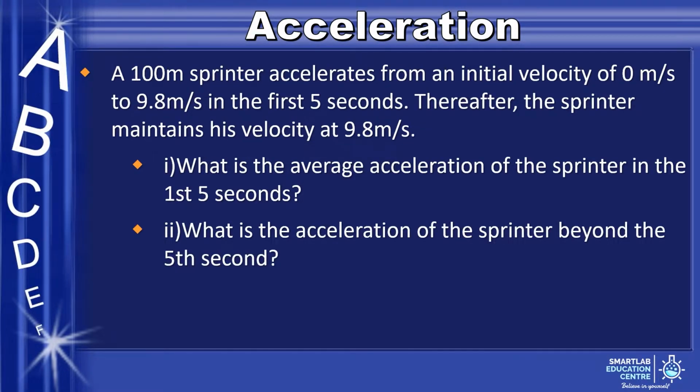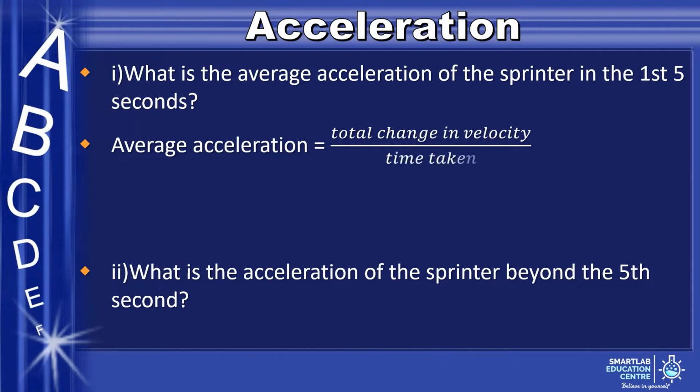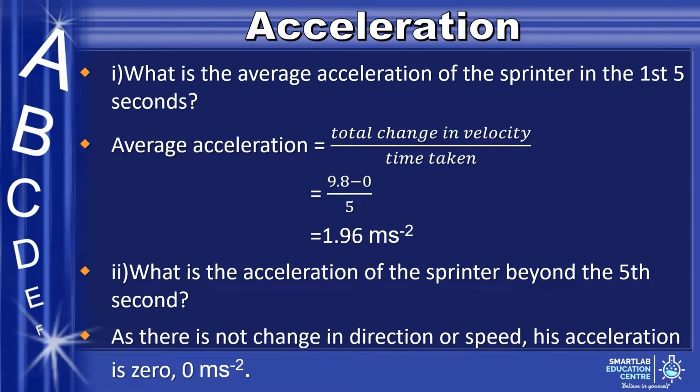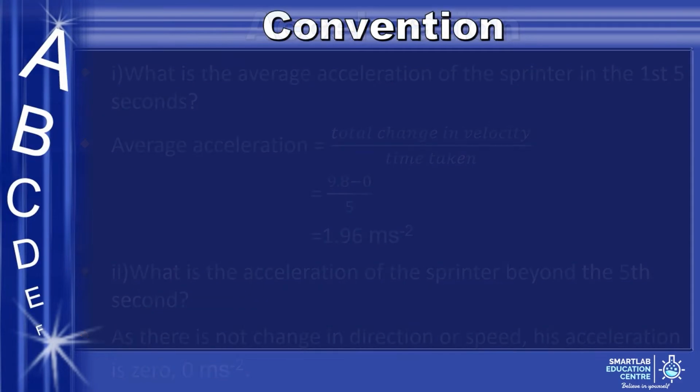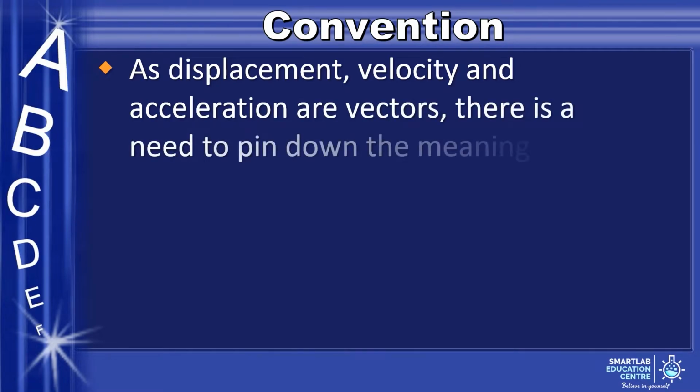To find the average acceleration of the sprinter, we have to find the total change in velocity and divide it by the time taken by the sprinter. This gives us a total of 1.96 meters per second squared. As for the second part, since the sprinter remains at a constant speed without changing direction, his acceleration is 0.